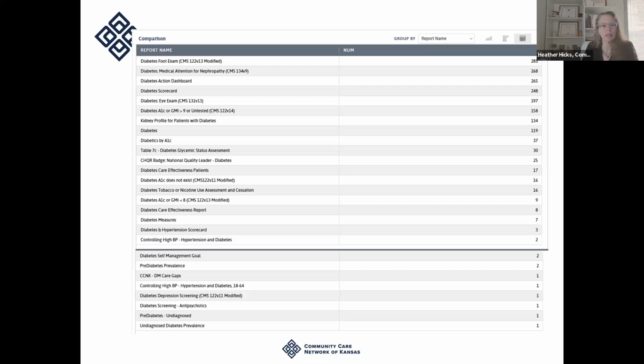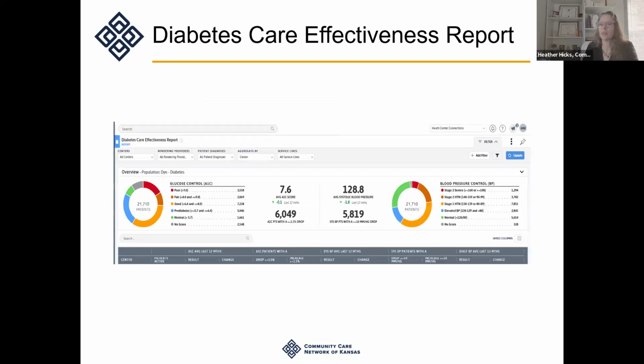So now we're going to look at a couple more reports that are in Azara. It's easy for me to forget about these because you have to have PHI access to see them. This is the Diabetes Care Effectiveness Report, and this is a big report. I've got them listed in another slide. What this is showing right here is kind of our color wheel.